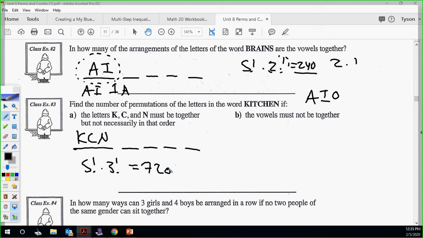A little bit tricky now. What would you do to get the vowels must not be together?